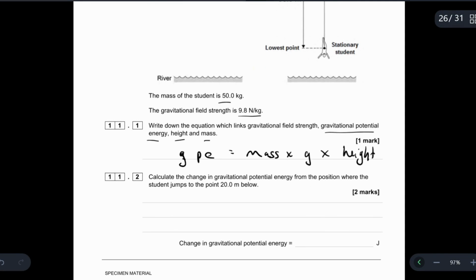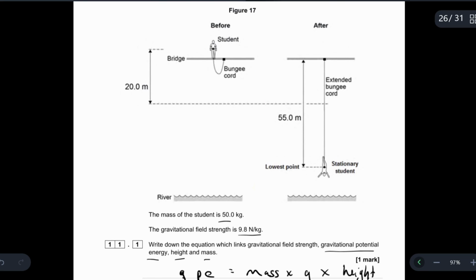Okay, calculate the change in gravitational potential energy from the position where the student jumps to the point 20 meters below. So the change is going to be essentially just using this formula. So the change in GPE is equal to the mass, which is 50 kilograms, times the field strength, which is 9.8, times the change in height, and the change in height is 20 meters. So you can see, sorry, the change in height is 55 meters rather.